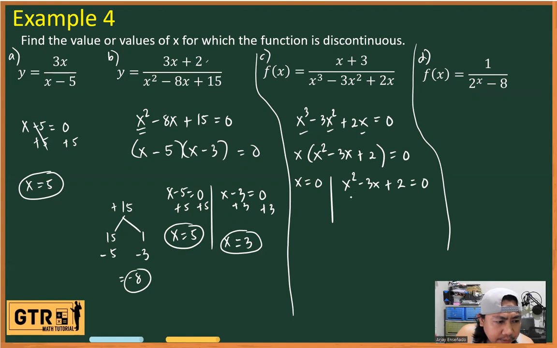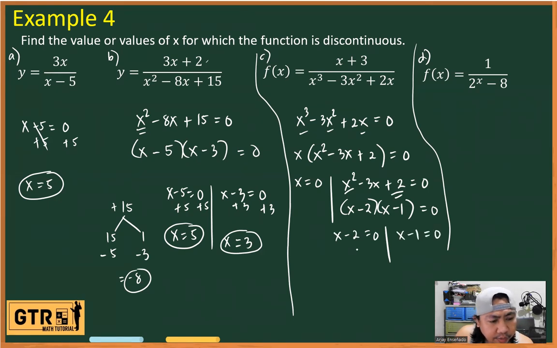So we can factor. We have factors of x squared: x and x. Factors of positive 2 such that the sum is negative 3. So we have negative 2 and negative 1. Then equate each factor to 0. So we have x minus 2 equals 0 or x minus 1 equals 0. So solve for x. Add 2 to both sides, so we have x equals 2. And then add 1 to both sides, so we have x equals 1.